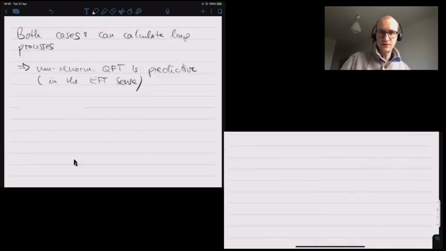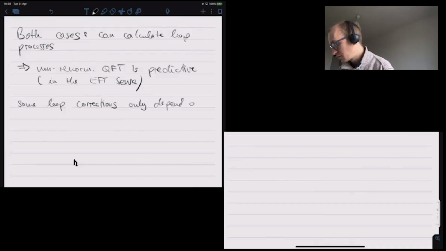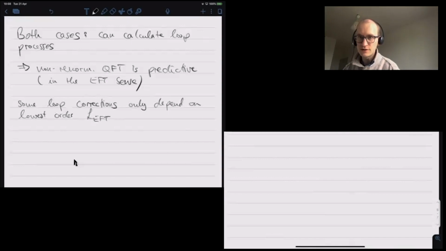Good. So in non-renormalizable QFT, in both cases we can calculate loop processes. Non-renormalizable quantum field theories are also predictive. And the upshot that we will find is that some important loop corrections only depend on the lowest order. What do we mean by lowest order? The lowest number of derivatives.